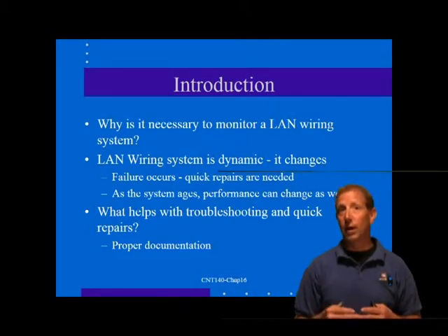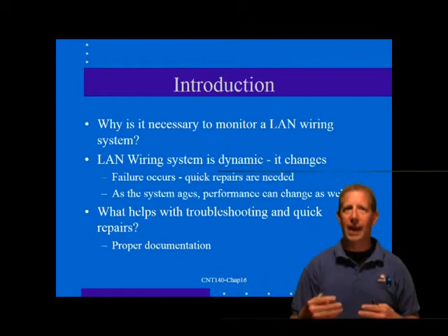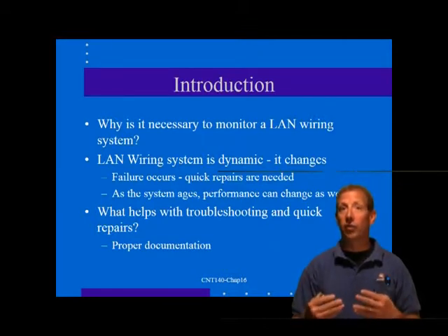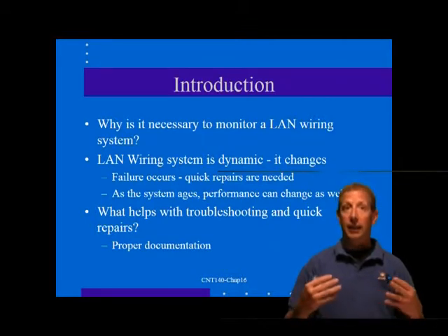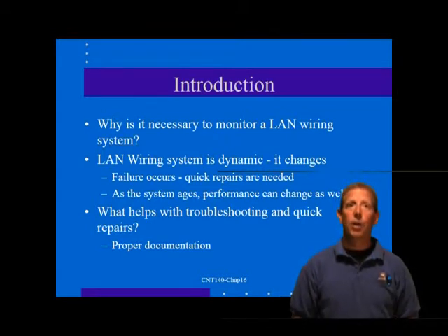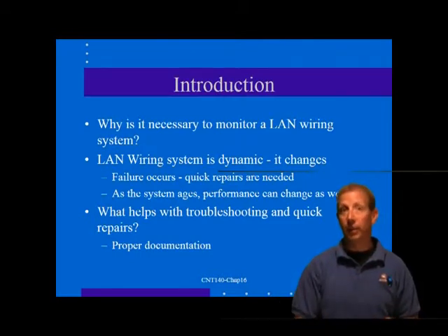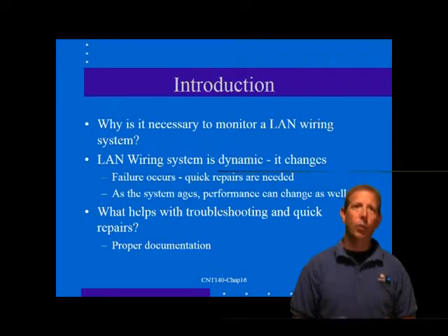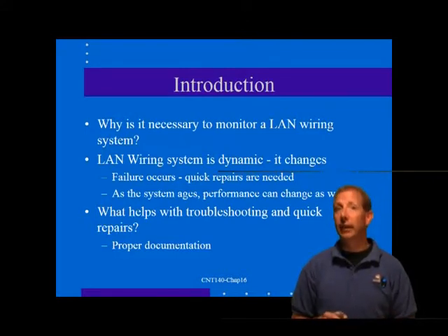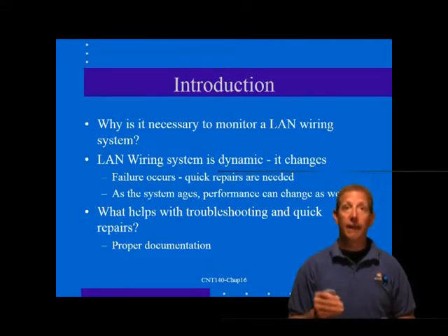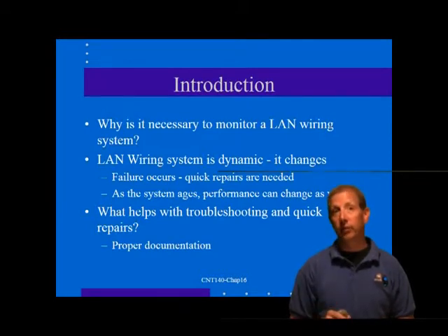LAN wiring systems are not truly passive systems. They are active in the sense that they can change characteristics over time, and they can disrupt the LAN if they fail. When a failure occurs, we need to make quick repairs. So how well you are able to respond to a cable problem depends on the methods available to you to isolate the problem and find the offending cable system component. Proper documentation of your wiring will assist you in your installation and troubleshooting efforts. This is the essence of monitoring and administration.